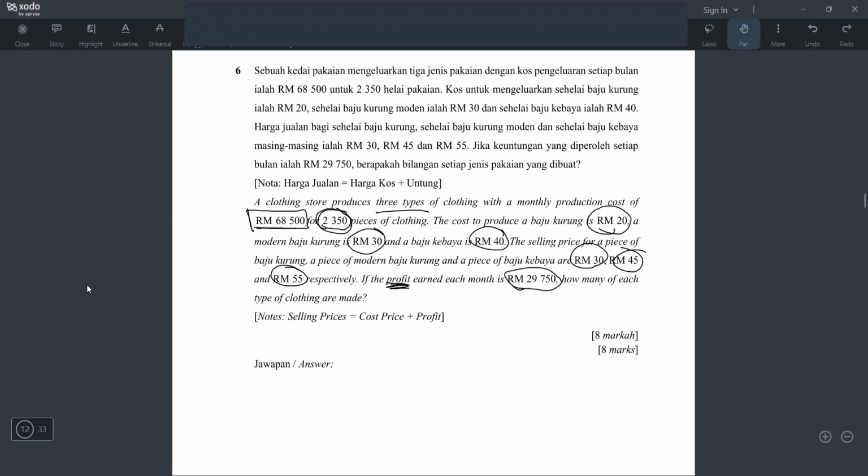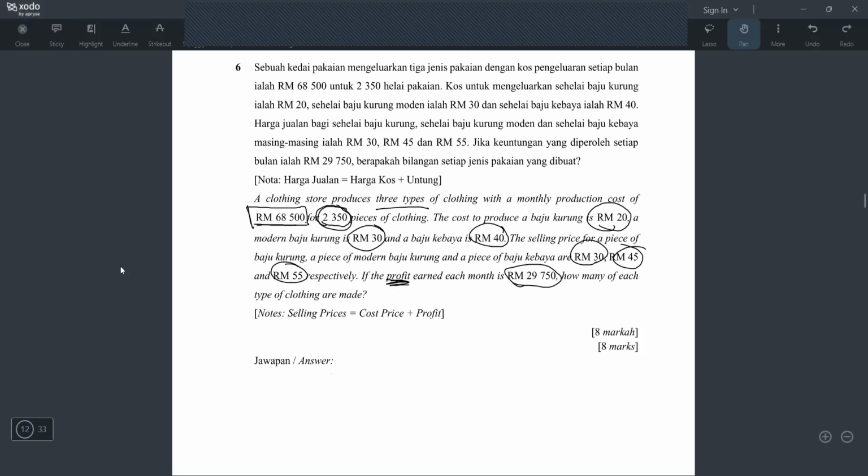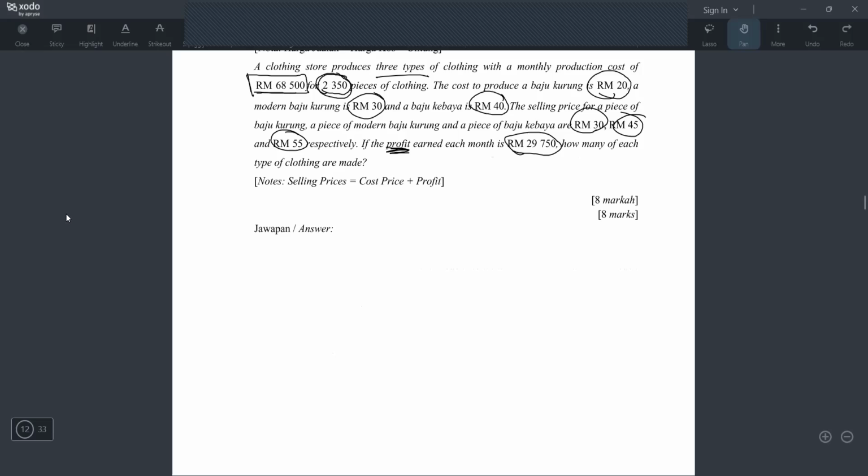Okay, so what do I have to do now? First of all, what chapter is this? It's the system of equations chapter, and it involves 3 variables. You have to use the substitution method or elimination method, right? But before that, we have to form the 3 equations first.